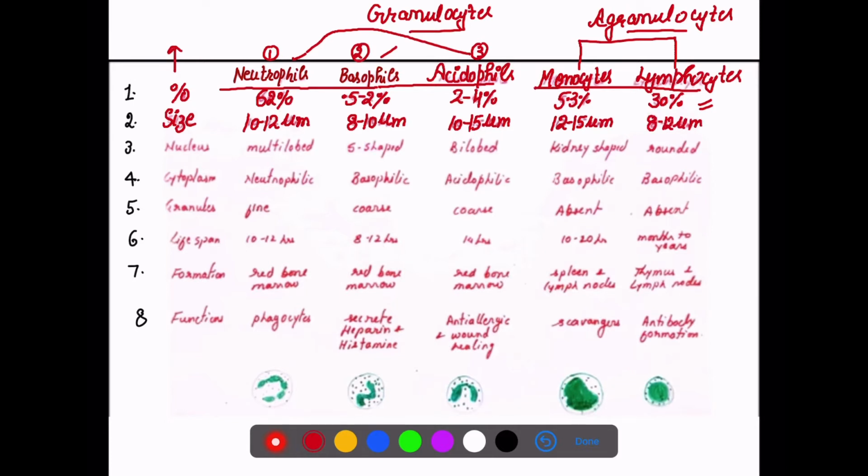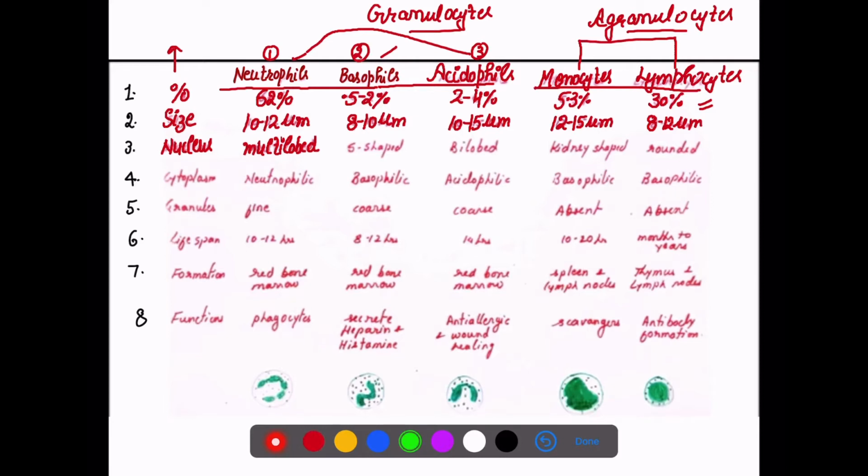Okay, so neutrophils, acidophils and monocytes have approximately equal size, and the maximum is the monocyte. They are larger in size because of the shape of their nucleus. Next one is about their nucleus. If we talk about the nucleus of neutrophils, they are multi-lobed.